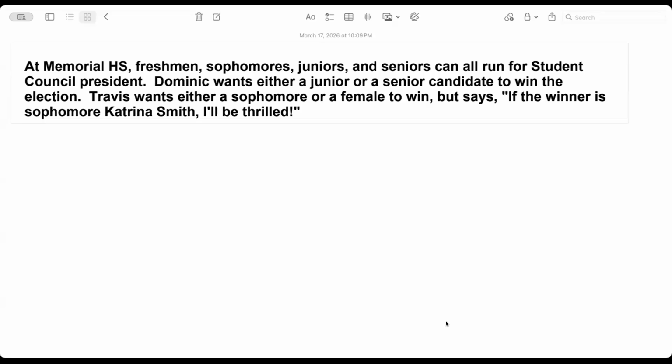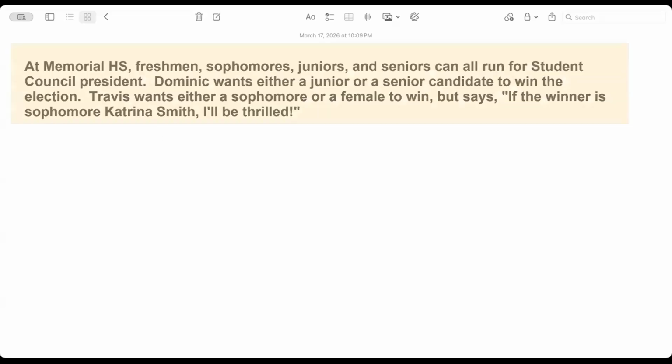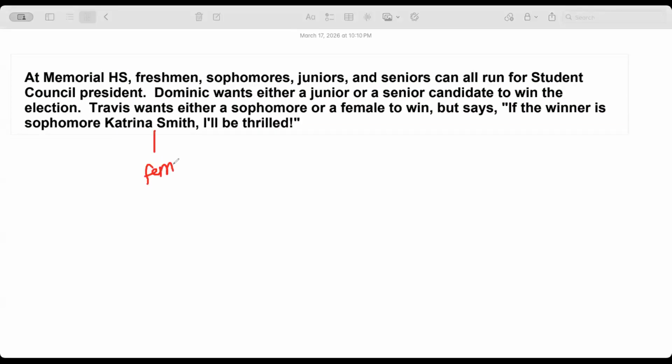Okay. This is the scenario. Now, why would Travis be thrilled if Katharina wins the election? Why do you think Travis will be thrilled if Smith is going to win the election? Because she's a female and a sophomore. Exactly. She's a female and a sophomore. This can happen at the same time. So now she is a female and a sophomore.